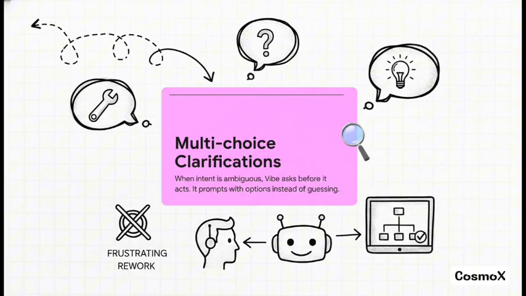Okay, this next one, this is a huge quality of life win. We've all been there, fighting with an AI that just keeps misunderstanding what we want. Well, instead of just guessing and running with it, Vibe 2.0 will actually pause and ask you for clarification. It gives you a few clear options to choose from. It's a simple, smart way to collaborate, and it saves you so much time and frustration.